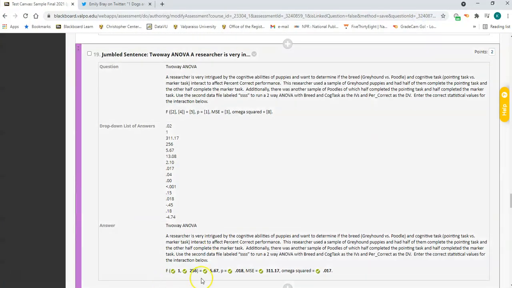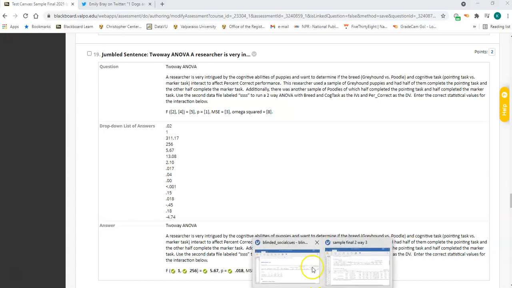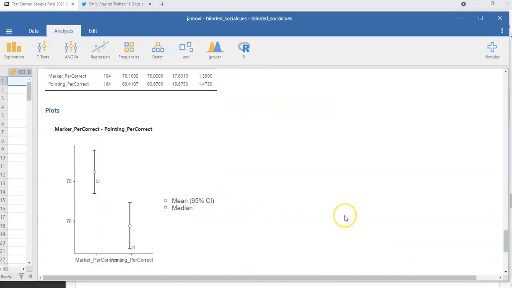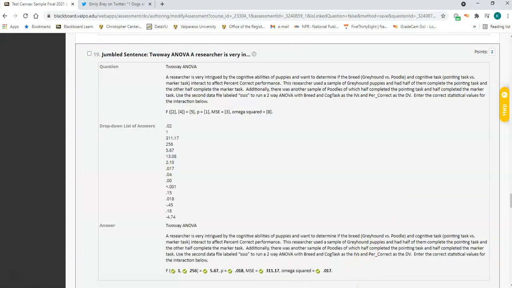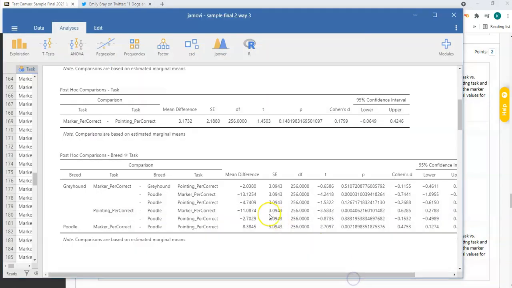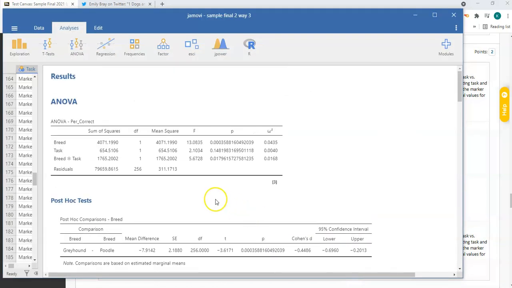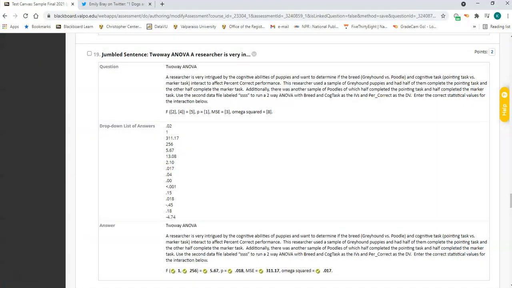Okay, so I never pointed that out. Shame on me. Okay, so, oops, wrong data file. So where do you find all those numbers? Well, for the interaction, it's going to be 1 and 256. Here's your F value, which is next. Here's your P value. Here's your mean square error, mean square residual, your omega squared. That's everything.